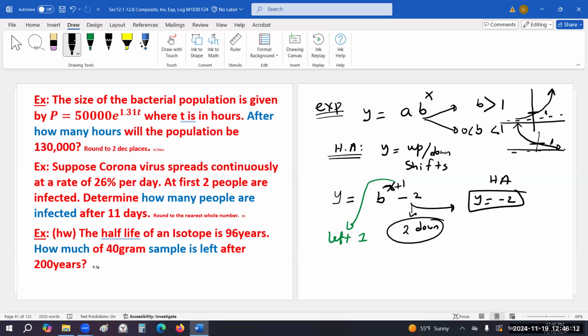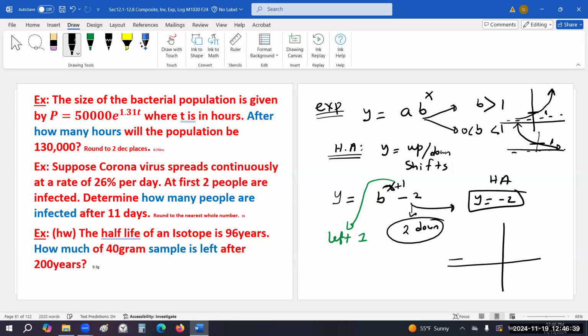And this graph has a y-intercept 1. Can you guess what would be the logarithmic intercept? X equals 1. Exponential has y equals 1. Log has an intercept x equals 1. Okay? So I'm telling you this beforehand to show you the connection between log and exponential, because they are inverse of one another.